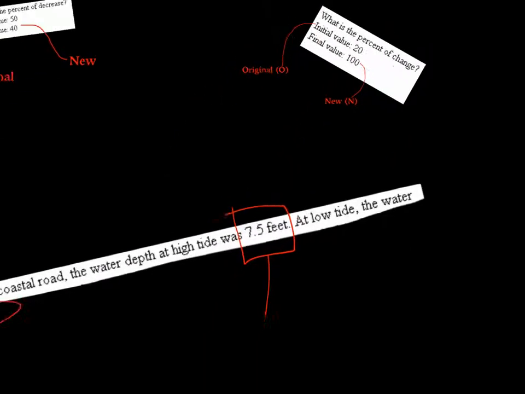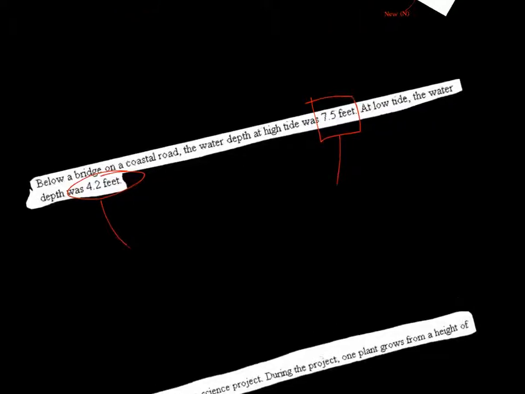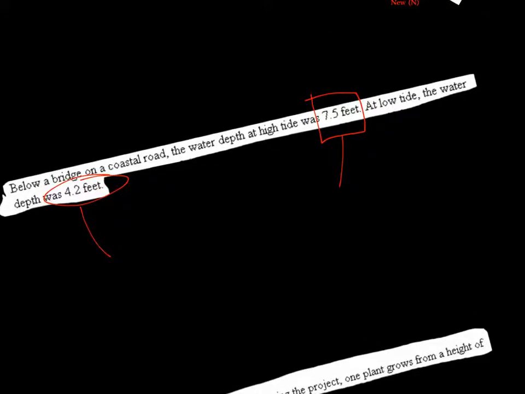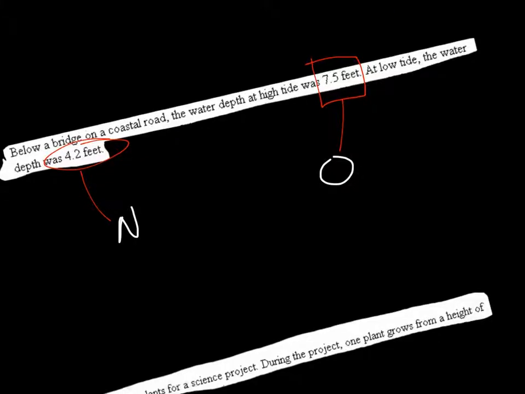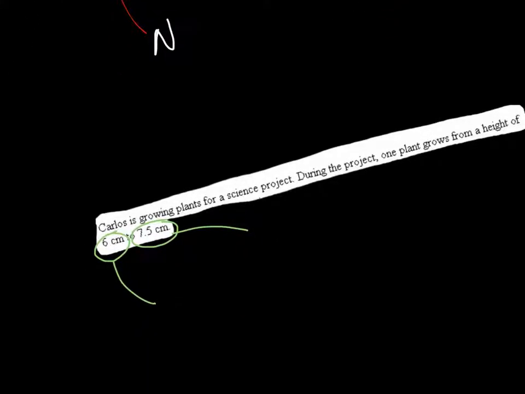Sometimes they won't label them, and you have to look a little bit closer. Generally what you're going to find is the first one is going to be the original number, and the second one is going to be the new number as you go through it. So just be careful as you go, and you can see here that the first number is the original one that we're working with, and the second one is the new number.